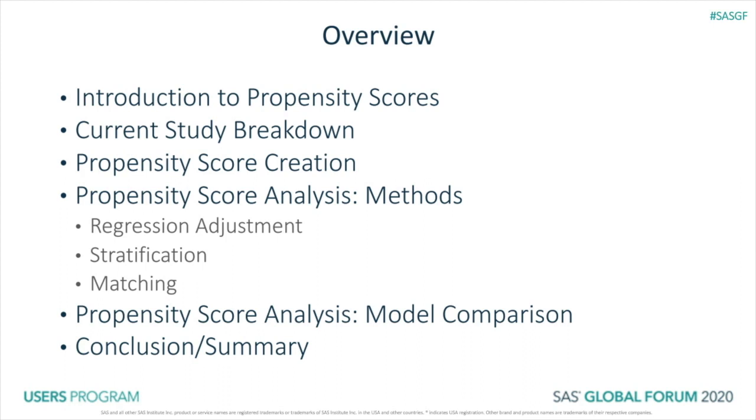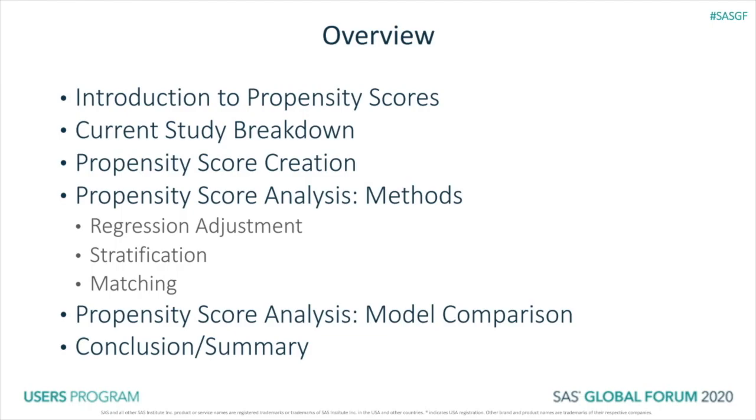We're then going to talk about propensity score creation, how to create a propensity score, and then we're going to go into, after creating it, what kind of analytic methods we can use with a propensity score. We're then going to wrap it up by looking at the different model comparisons. So we're going to look at each of the different analyses and compare how they performed against our original model. And then we're going to have a conclusion, summary, and a wrap-up.